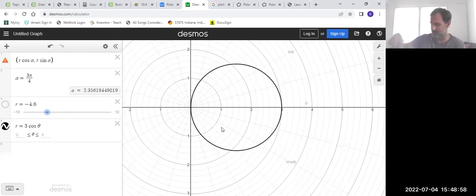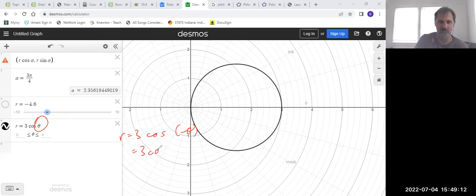All right, definitely has vertical symmetry. Let's prove it. With vertical symmetry, we're just going to replace theta with negative theta. So r equals 3 cosine negative theta should end up being the same. And of course it is, because cosine negative theta is the same as cosine theta. So we ended up back where we started.